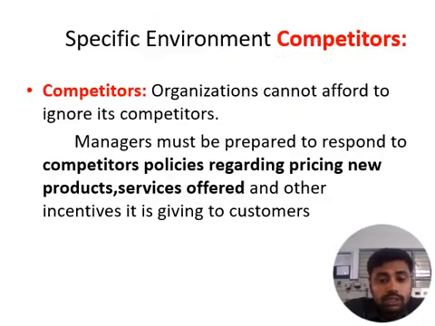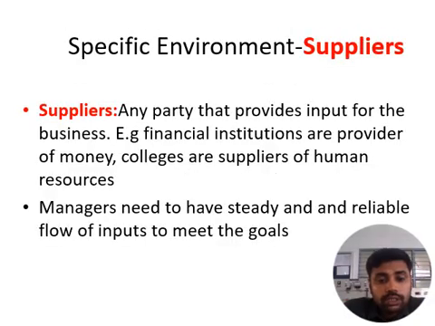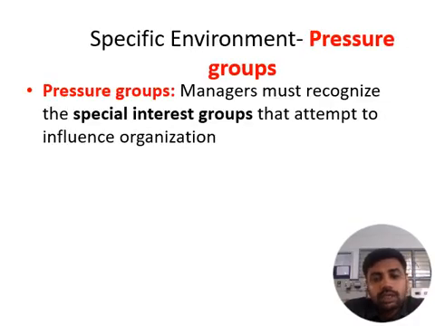Then competitors: an organization cannot afford to ignore its competitors. Suppliers: the supplier is the person who gives orders, inputs or resources that we get from outside. We are going to utilize the product, complete it, and send it on.